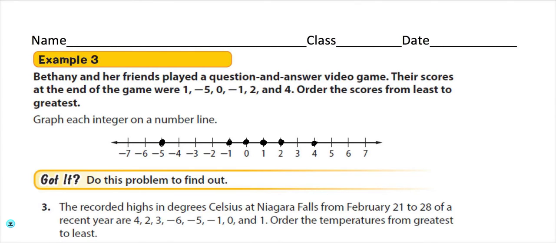All right, so for this one, they want us to sort it, order it from least to greatest. All right, so which one is the smallest number? Well, that would be the one farthest over on the left. So in this case, it would be negative 5. So we would have negative 5, comma, and the next one would be negative 1, comma, 0, comma, 1, comma, 2, comma, 4. All right, and that's it.